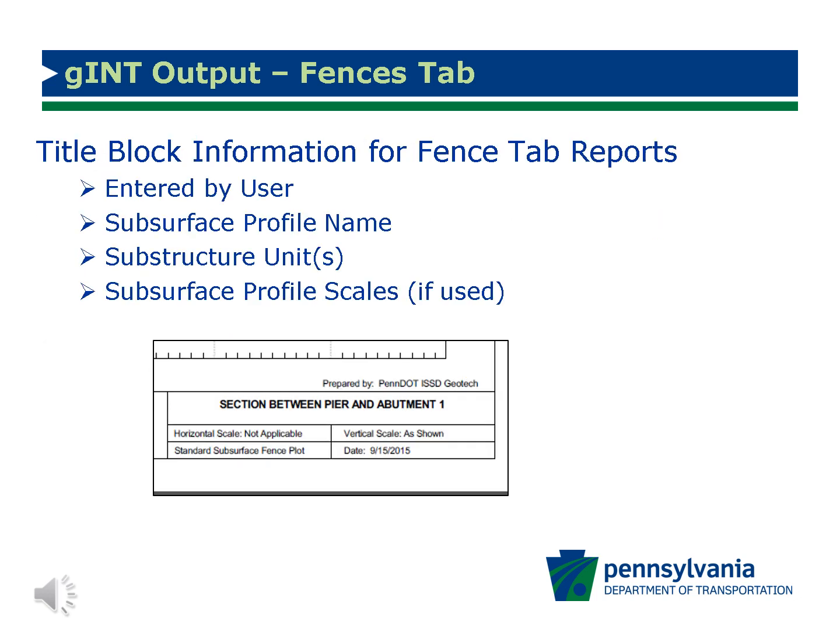When users create the Output Fence tab reports, gINT will prompt the user to enter information that will be placed on the title block for the subsurface profile fence report. This includes the subsurface profile name, the substructure unit, if applicable, and substructure profile scales, if used.